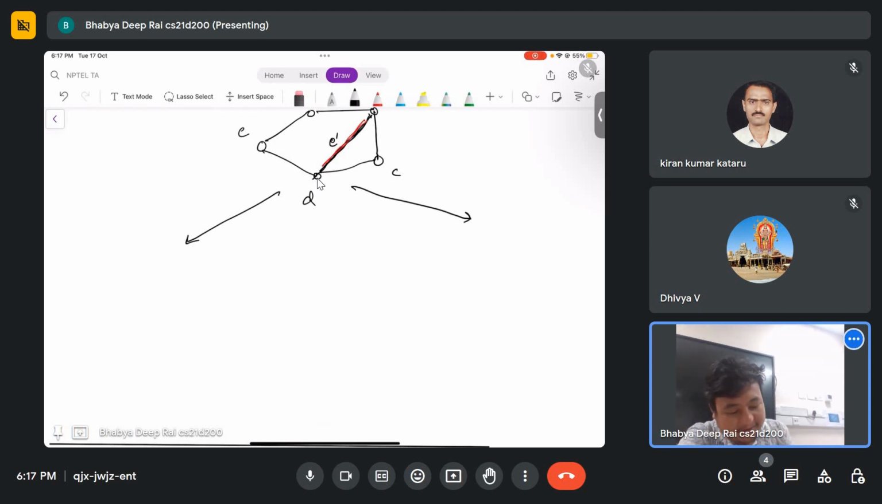Okay. So this is G minus E prime. Okay. Now what do I get here? This is what I get. I get a cycle. What is the cycle called? Well, it's called a C5.